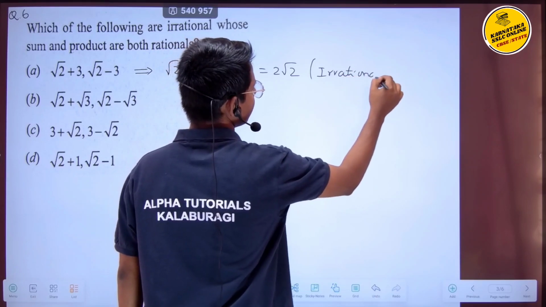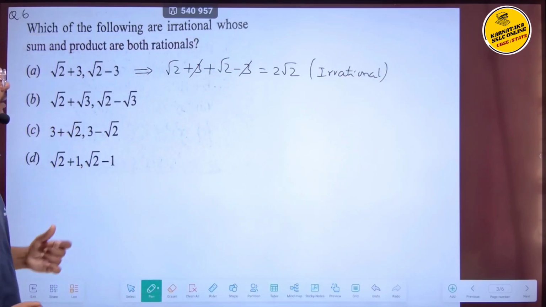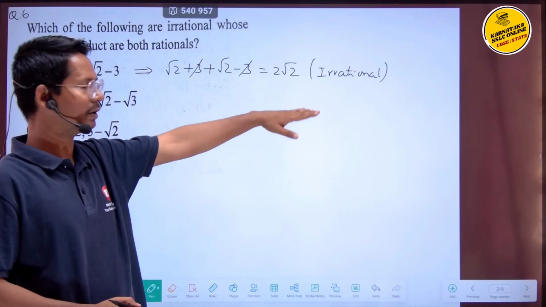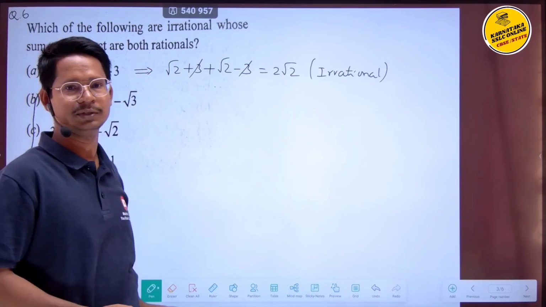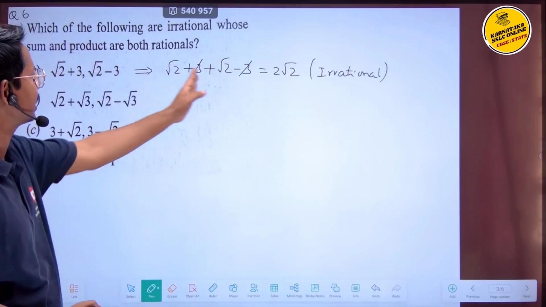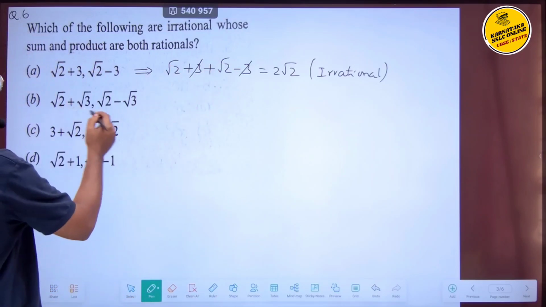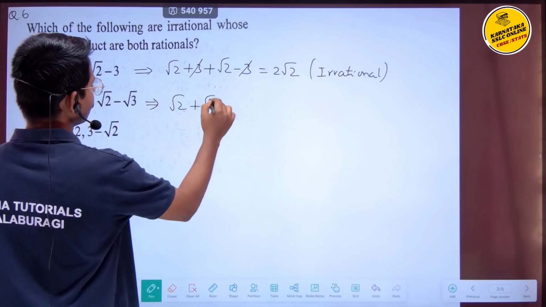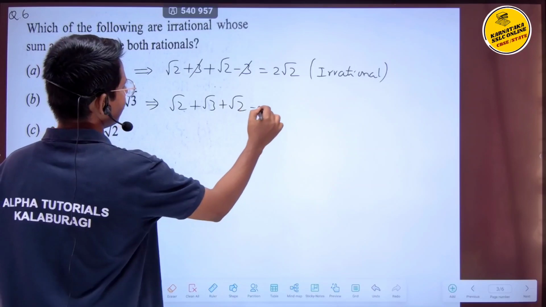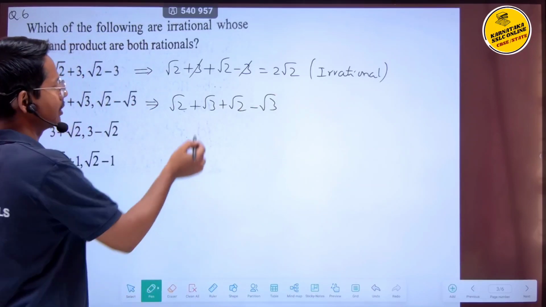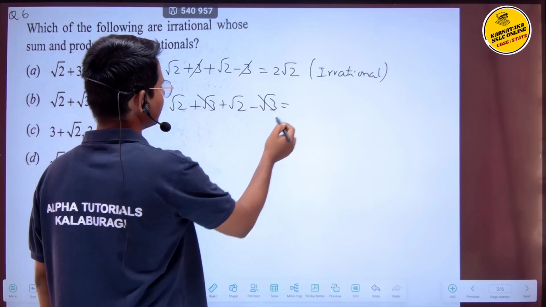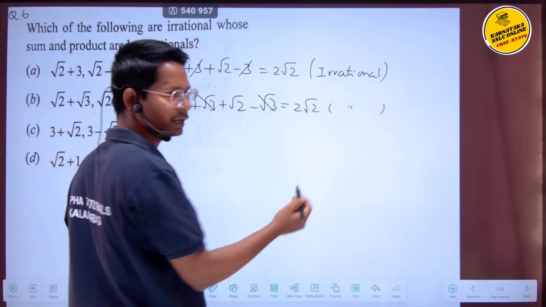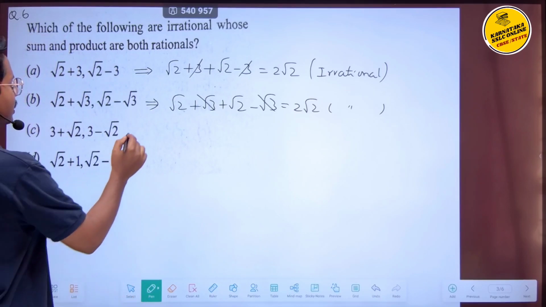It is irrational. Similarly, I need to check the second option. If I get a rational in the first option itself, I will not go for checking other options. I can stop there itself, but I am getting irrational, so I'll check the next two options. Okay, B. Again I'll add root 2 plus root 3 plus root 2 minus root 3. So again plus root 3 and minus root 3 get cancelled. Root 2 plus root 2, you'll get 2 root 2. So again it is going to be irrational. Okay, I'll go with the third option.